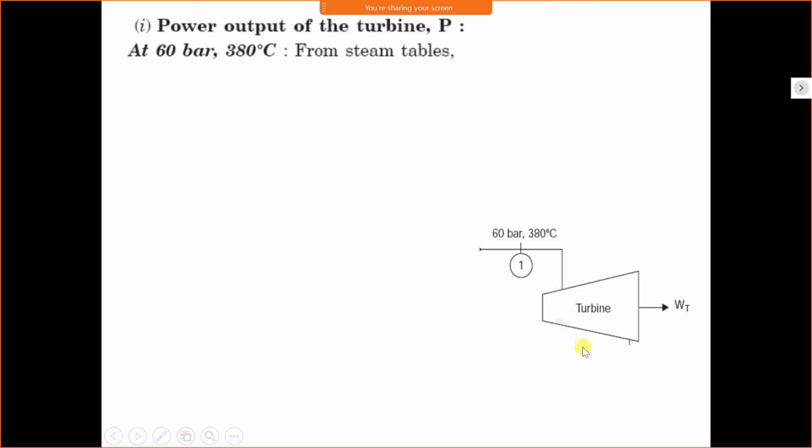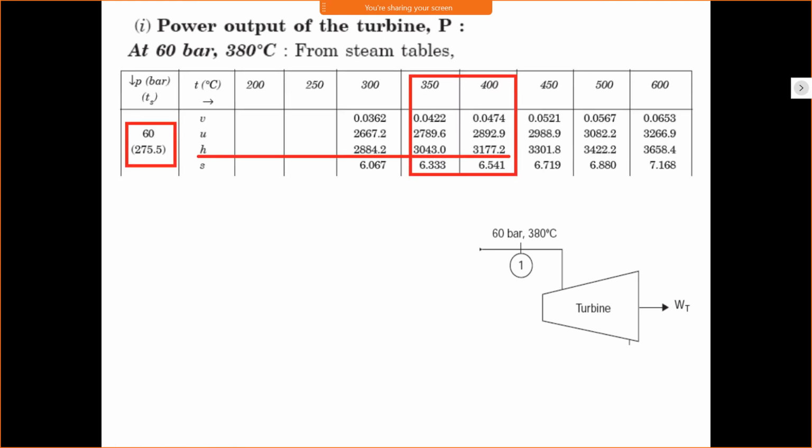Look at here, this is the turbine. Steam enters the turbine at point 1, and at point 1 the condition of steam is 60 bar and 380 degrees Celsius. Since both parameters are given, the steam is superheated. Also we can check from the steam table: if at 60 bar the saturation temperature is less than 380 degrees Celsius, it means this steam is superheated steam.